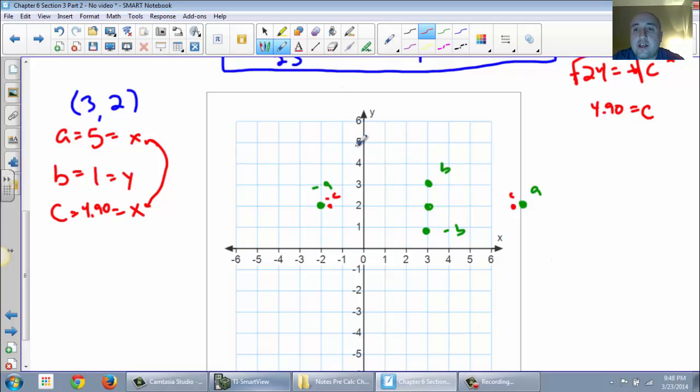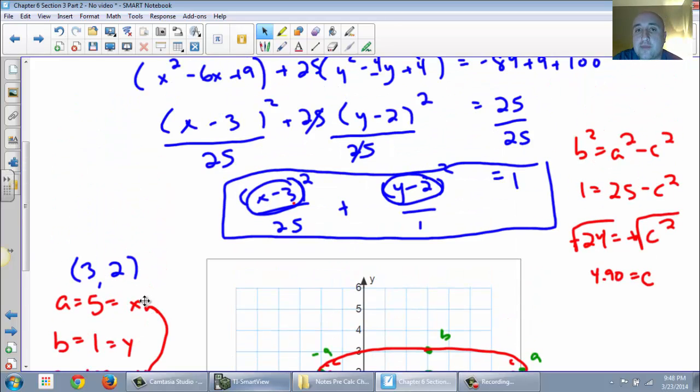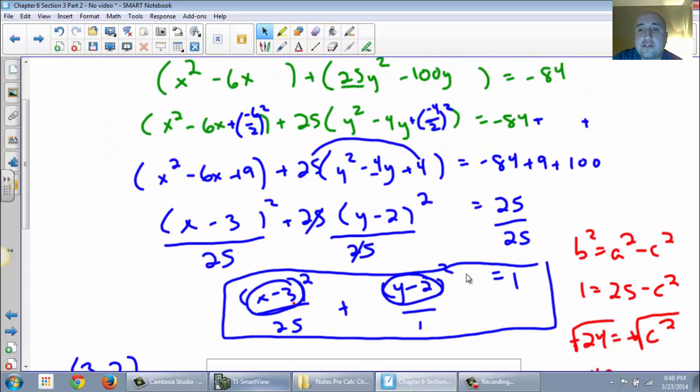And then last thing to do is just draw our ellipse through the a's and the b's. So this is a very long, narrow ellipse. Okay, there we have it. That's a pretty hard one. We will do another one of those in class tomorrow to make sure you get it. Just a basic double completing the square, but there are some different things going on here.